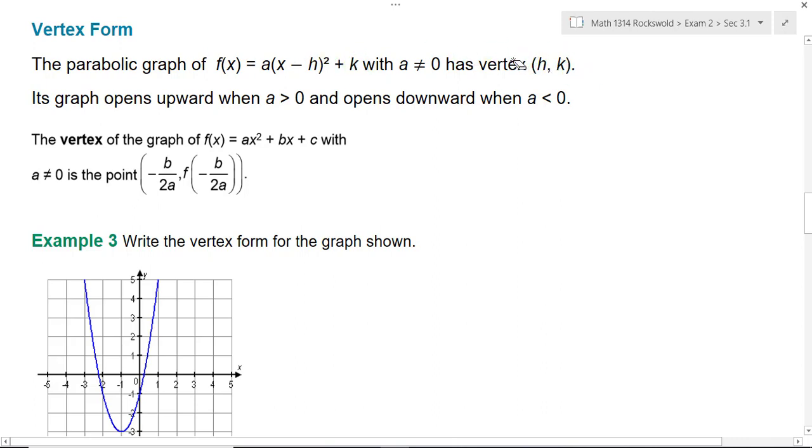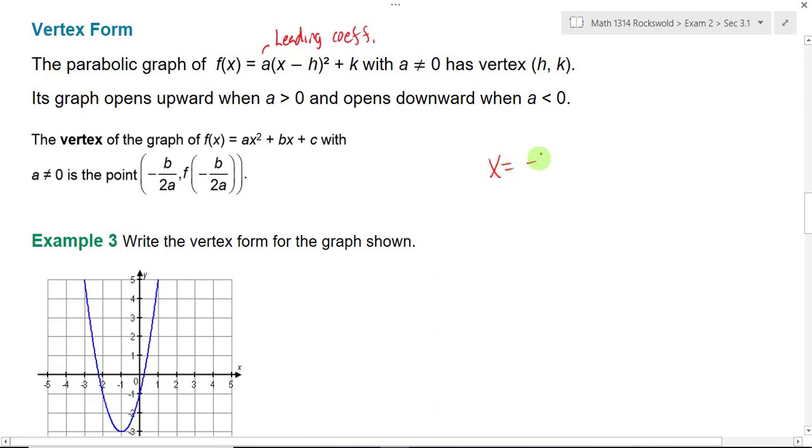The graph would open up if a is positive and down when a is negative, because a here is the leading coefficient. The vertex of the graph, when it's written in this general form, can be found by using negative b over 2a to identify the x value of the vertex, and once you know what x is, you just plug that number into the function to get the y. Have y'all seen the quadratic formula?